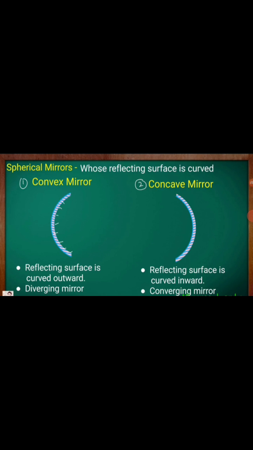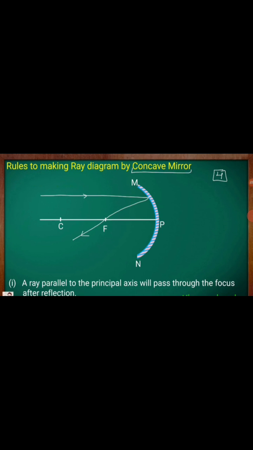Now let us learn about these spherical mirrors. Let us first take up the rules to make a ray diagram by a concave mirror. Usually we have four rules, children. The very first rule says a ray parallel to the principal axis. Which is the principal axis? The axis which has the center of curvature, then the principal focus and the pole of a mirror. So a ray which is parallel to the principal axis passes through the focus after reflection.